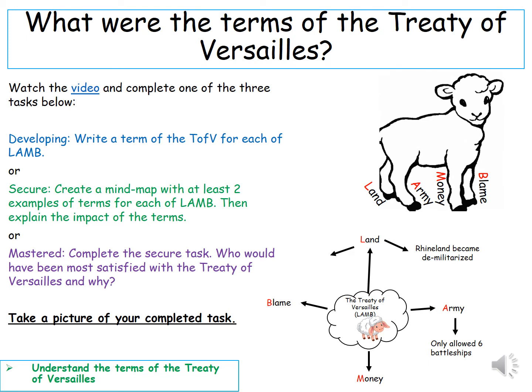Secure students, we would like you to create a mind map with at least two examples for LAM. So if we're going to be looking at land, you would need two examples of how Germany had land removed from them, or they were reduced in their land size. And then you're going to explain the impact that this would have had upon Germany. Master's students, you're going to complete secure as well, but we would like you to add in a final judgment: who would have been the most satisfied with the Treaty of Versailles? So you're going to link back to the previous learning objective. Who is happy with what's happened to Germany, if anyone?